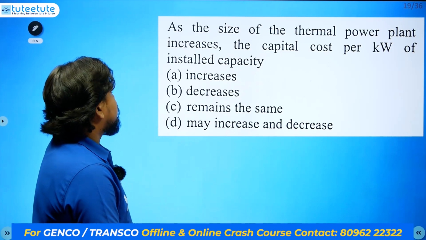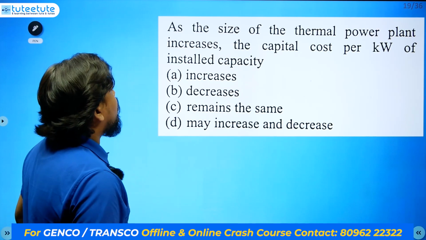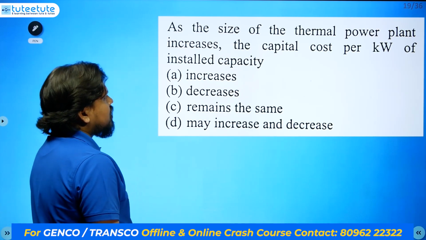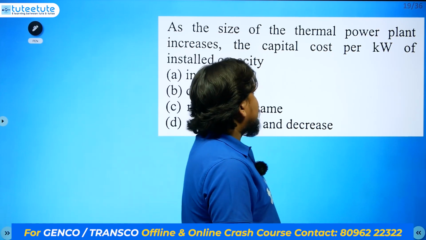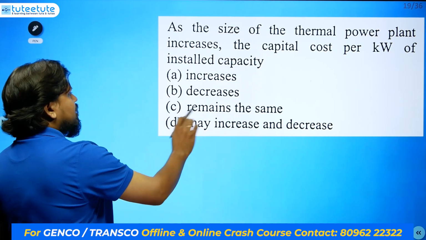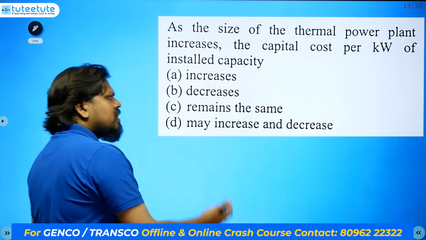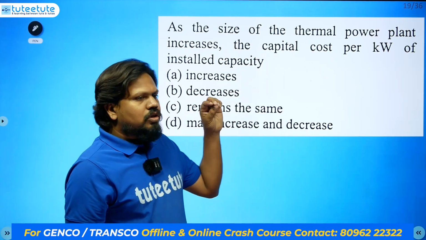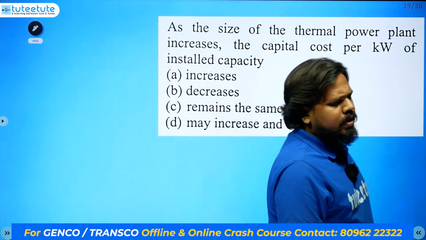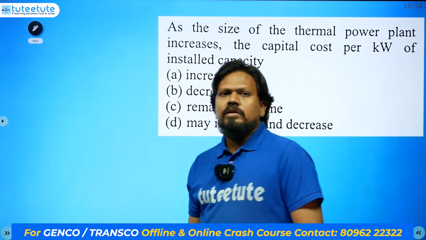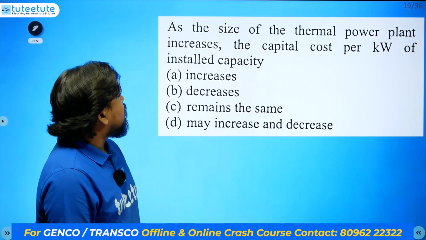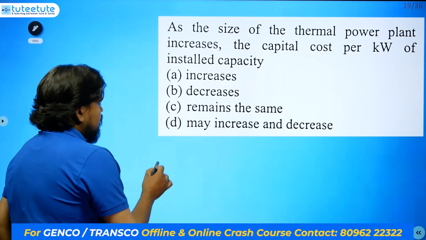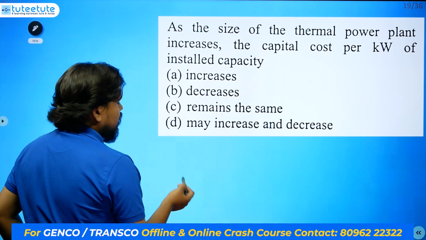Next, as the size of the thermal power plant increases, what will happen to the capital cost per kilowatt of installed capacity? Increases, decreases, remains the same, may increase and decrease. We don't have any comment on the other one, so the remaining we need to observe. What is the consideration they have given? The size of the power plant. Size means, in terms of megawatt or kilowatt, no problem.